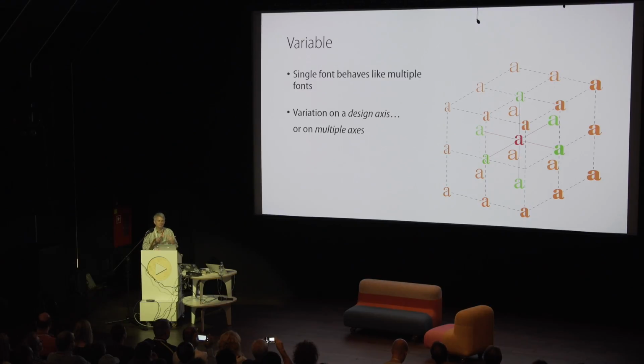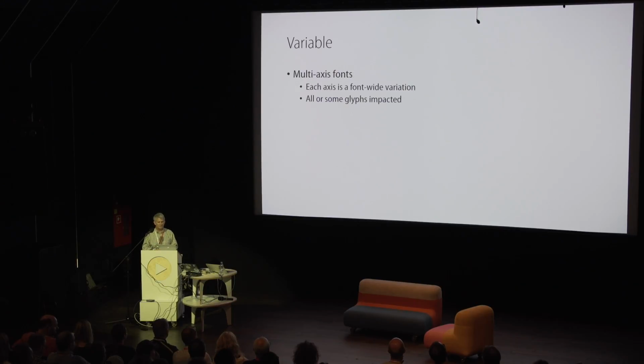There's no practical limit to the number of axes that you can support in a single font, though in terms of what's usable, there may be practical limits. So we have this notion of multi-axis fonts, where each axis is an independent and font-wide variation. Now, when I say font-wide, that means that the setting on an axis is applicable to the entire font, though not necessarily every glyph changes for every axis. You may have all glyphs in the font adjusted by an axis or only some glyphs.